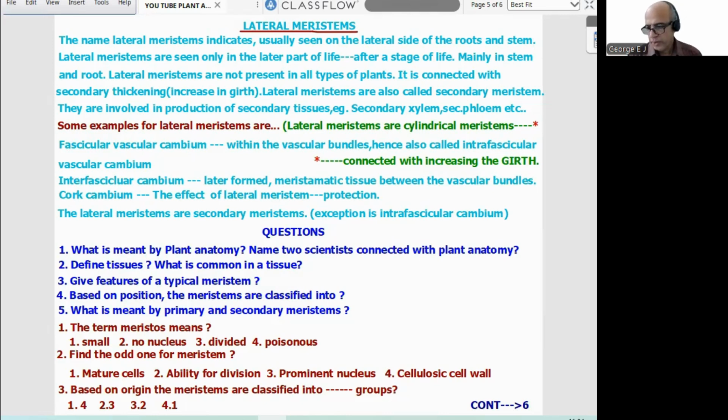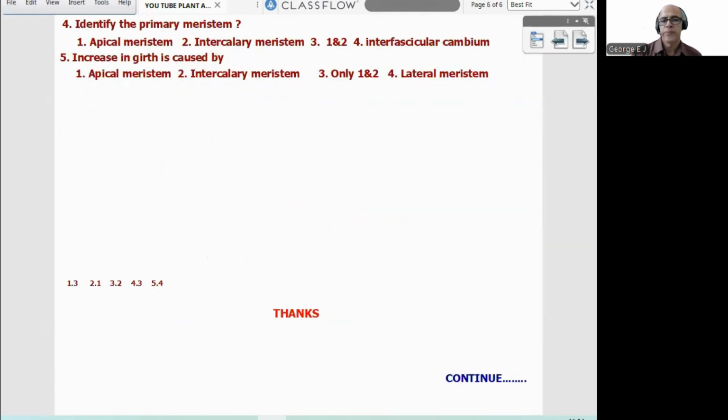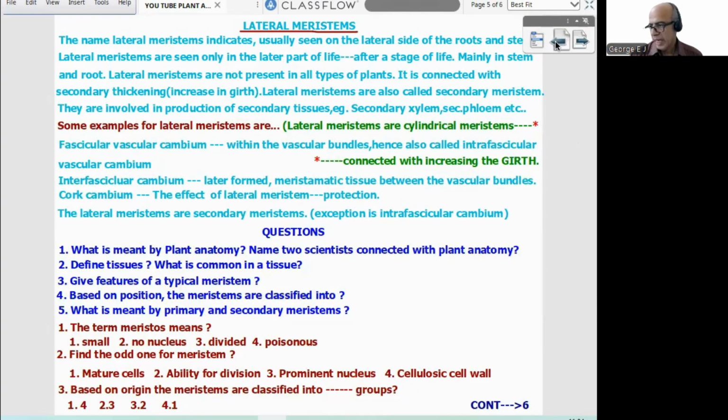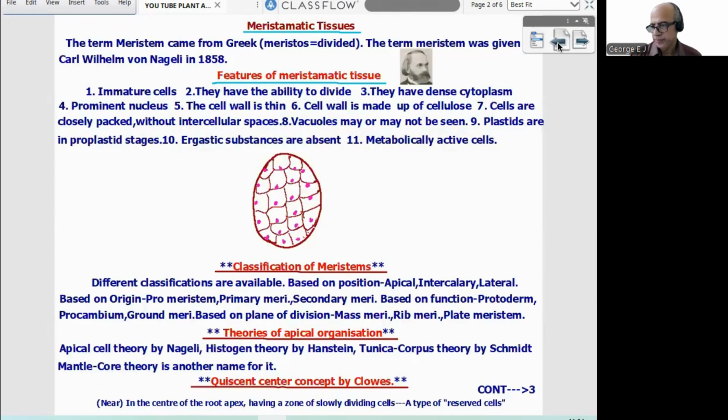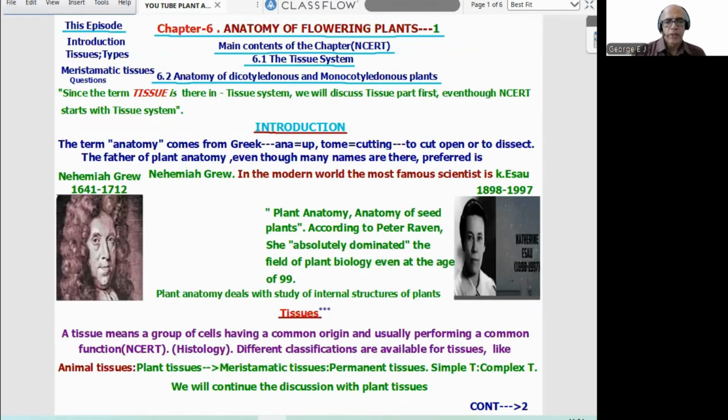Now next are 5 theory questions and 5 NEET model questions with the key. Here you can find it, it is also given. So that is regarding an introduction and some basic aspects of plant anatomy, even though NCERT starts with the tissue system. So we started with what all things we'll be learning in this episode, then what is given in NCERT and why we are passing through tissue. And there is an introduction to famous scientists concerned with plant anatomy, tissue definition, different classification.